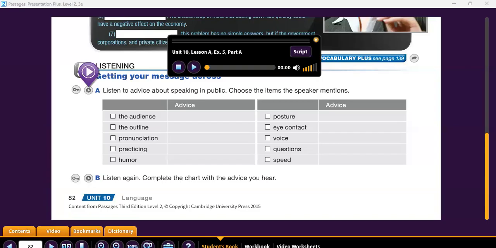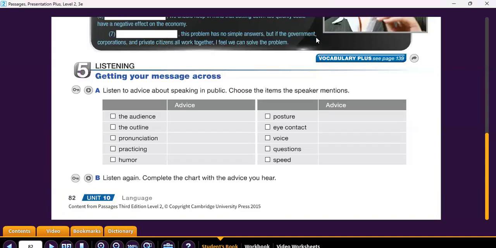Eye contact. Eye contact, and it's important that you don't look just at one person or one space in particular for too long, because it will be weird, maybe.